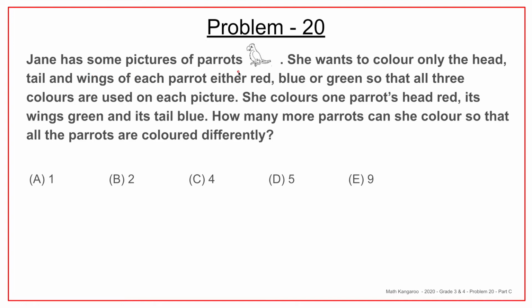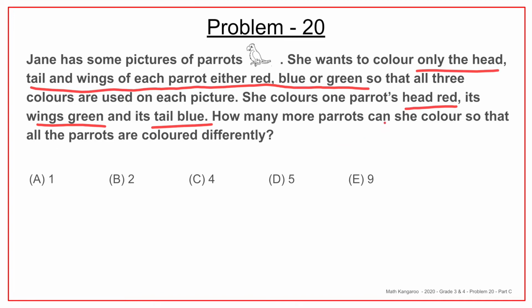Problem 20. Jan has some pictures of parrots. She wants to color only the head, tail, and wings of each parrot either red, blue, or green, so that all 3 colors are used on each picture. She colors one parrot head red, its wings green, and its tail blue. How many more parrots can she color so that all the parrots are colored differently?